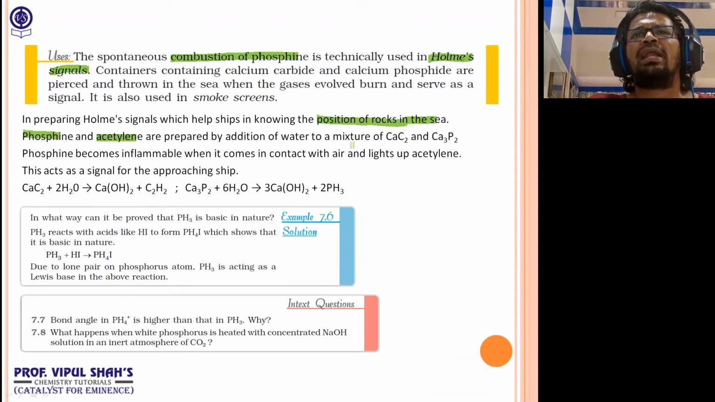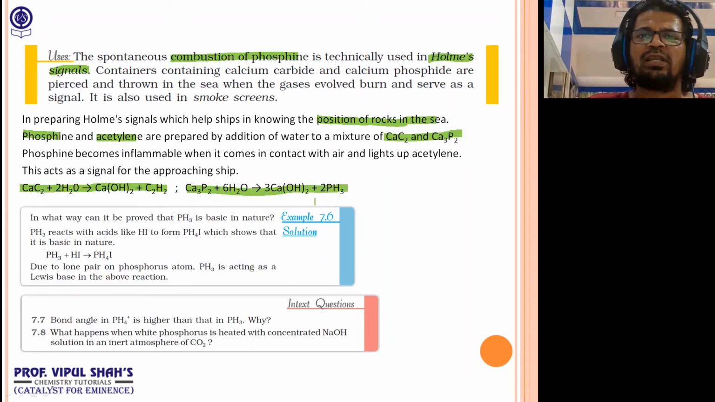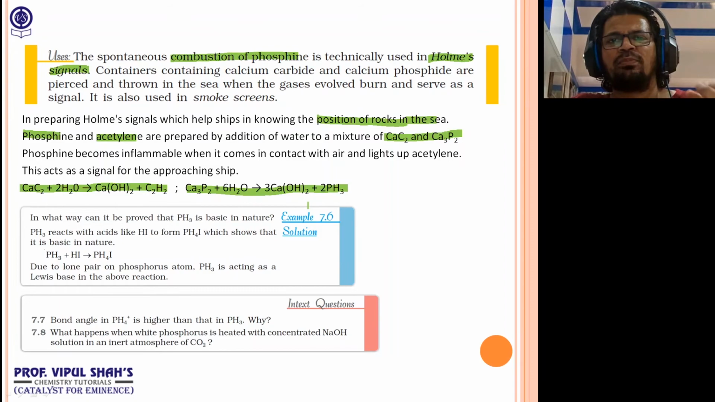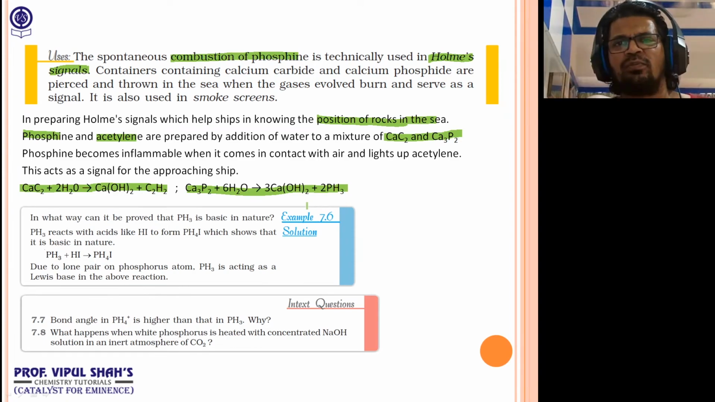It's prepared by adding water to a mixture of calcium carbide and calcium phosphide. Remember calcium carbide, preparation of acetylene? This is the same reaction. Calcium carbide with water gives calcium hydroxide and liberates acetylene gas. And calcium phosphide with water gives calcium hydroxide and phosphine. So you take a mixture of calcium carbide and calcium phosphide, keep it together, and add water. Both will give their gas: calcium carbide will give acetylene, calcium phosphide will give phosphine.